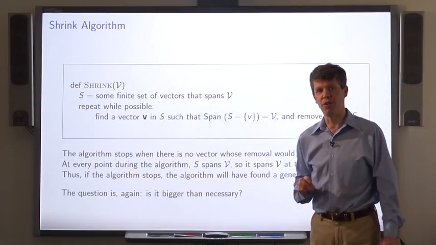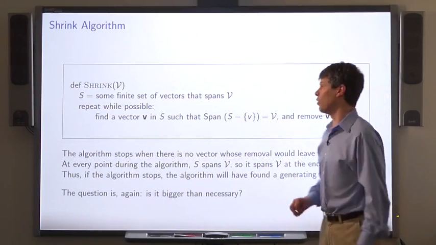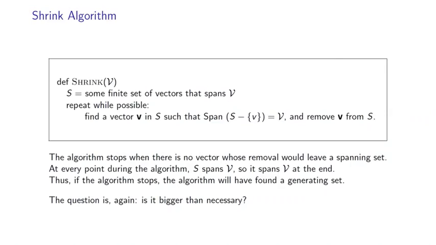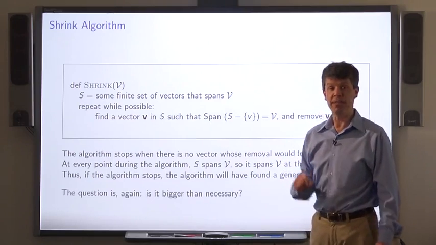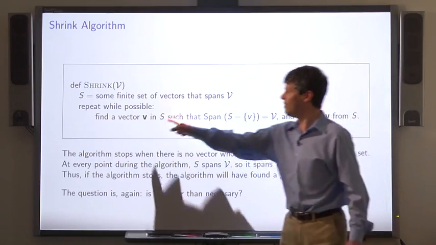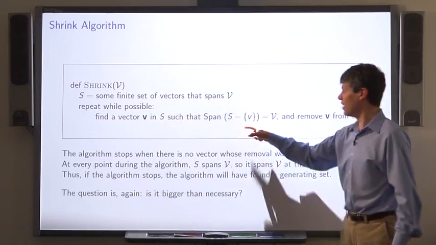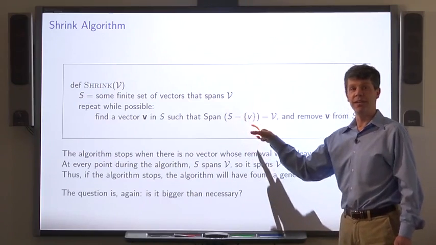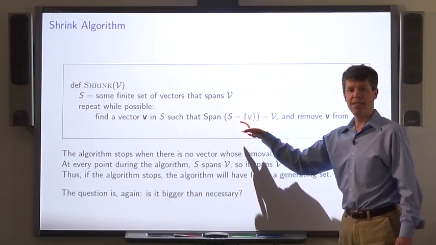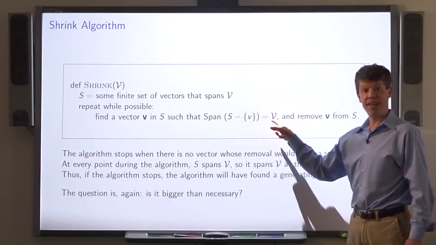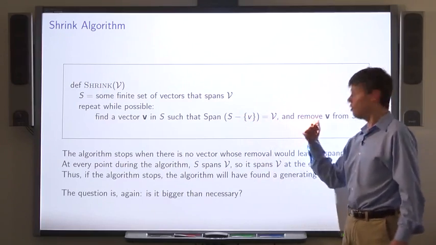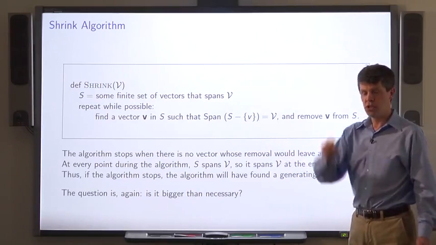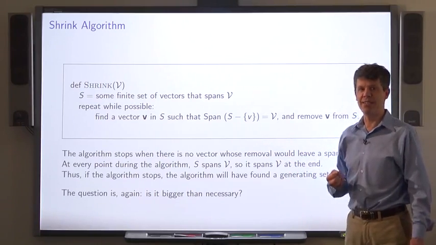Here's an alternative approach. I call it the shrink algorithm. Given a vector space, it initializes S to some finite set of vectors that spans the vector space, and then repeats as long as possible. Find a vector already in S such that the span of the set of vectors obtained by removing the vector from S is the same. It's still the vector space. And then just remove the vector. So we're shrinking down the set S.